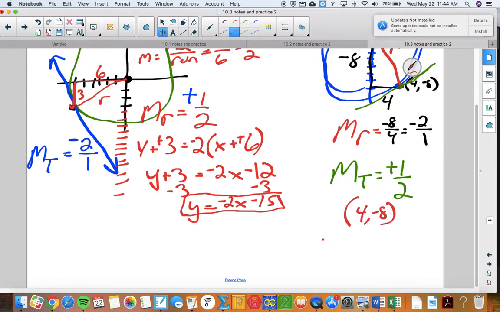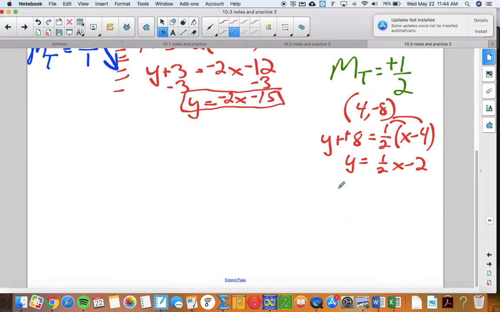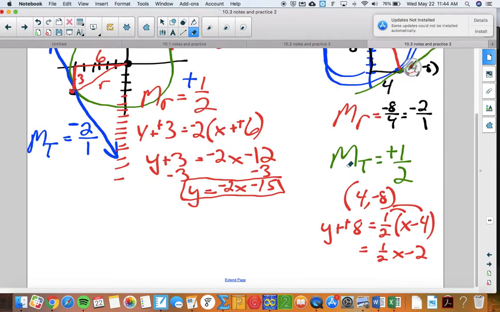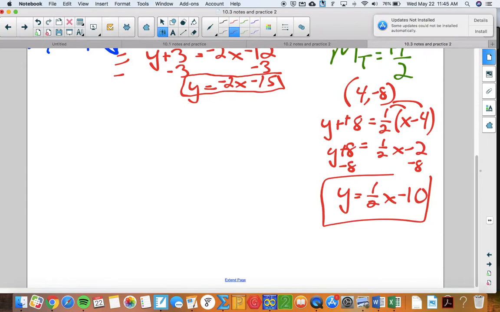So now I can plug things in. Y minus -8 equals the slope times x minus 4. Chop, chop right here. We get y equals 1/2 x minus 2 when we distribute. And now we subtract. Oops, I didn't copy that very well. It's y plus 8. I missed the plus 8. So now we subtract 8. Distribute first. Get y by itself second. So y equals 1/2 x minus 10. Boom. That's the equation of the tangent line.